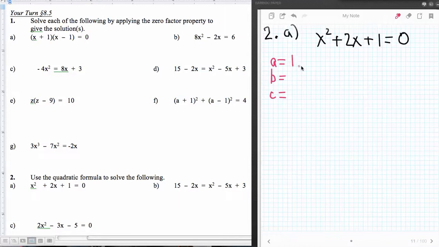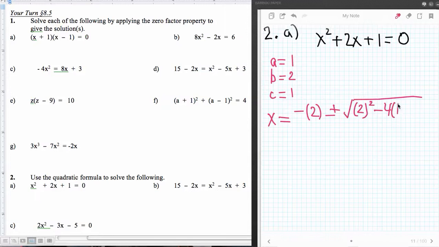So our a is equal to 1, that's the leading coefficient. Our b, our coefficient of the x term, is 2, and our constant is 1. And so remember the factors, the x's, are equal to the opposite of whatever our b is, that's 2 this time, positive 2 this time, plus or minus the square root of whatever our b is squared, minus 4 times whatever our a is times whatever our c is, and then this is all over 2 times whatever a is.